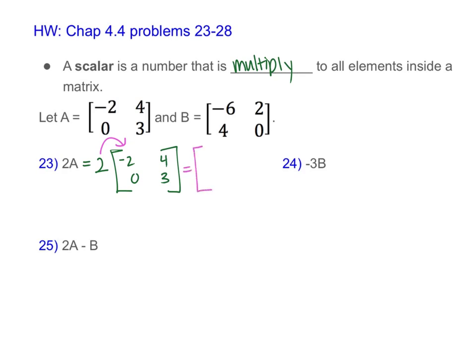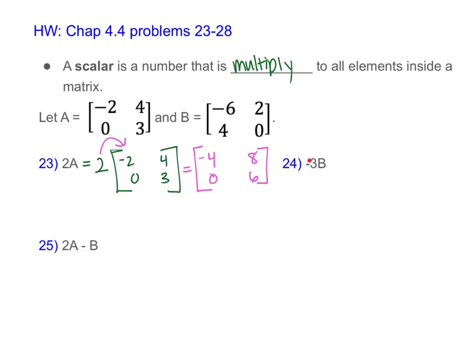So once I distribute, I get, well, 2 times negative 2, negative 4. 2 times 4, 8. 2 times 0, 0. And 2 times 3 is 6. And then there we go. That's our new matrix.